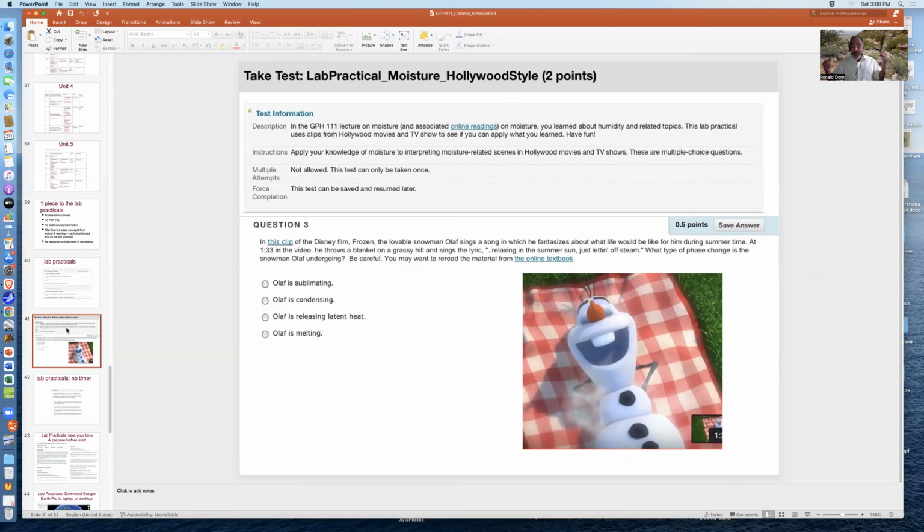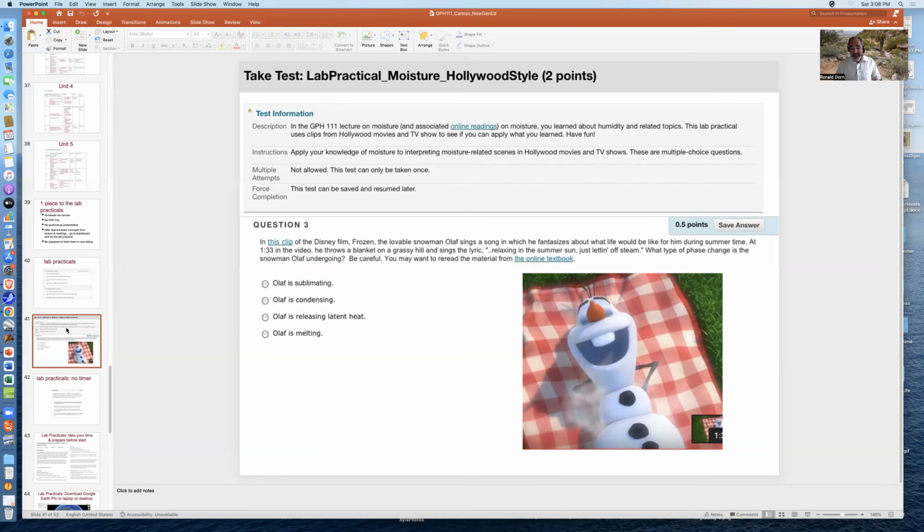So the question is, what type of phase change is the snowman Olaf undergoing? And the correct answer is that Olaf is sublimating. The word condensing means the making of clouds or condensing water on a glass. It's turning vapor into liquid form. Releasing latent heat occurs when you condense water. When you condense water, you release heat, and you learn more about that in lecture.